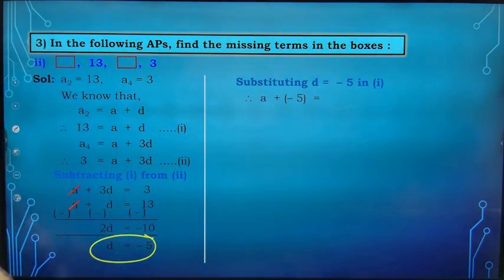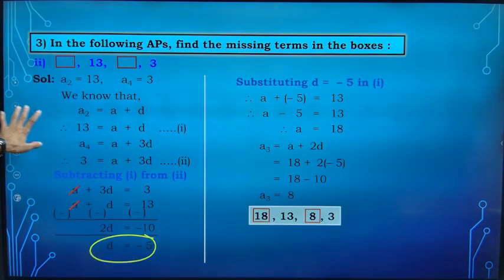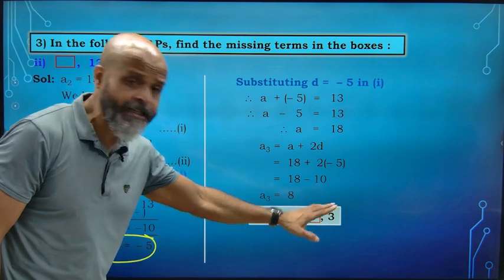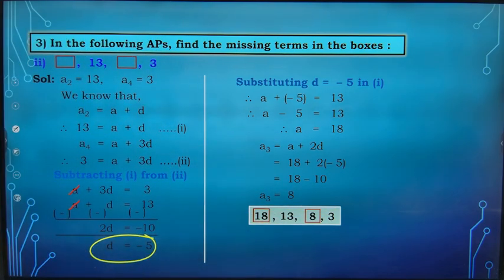Now substituting the value of D is equal to minus 5 in any of these equations, 1 or 2. So A plus minus 5, so A is equal to 18. So right now we have the numbers here as 18, 13, 8 and 3. Clear? Are we clear on this one?